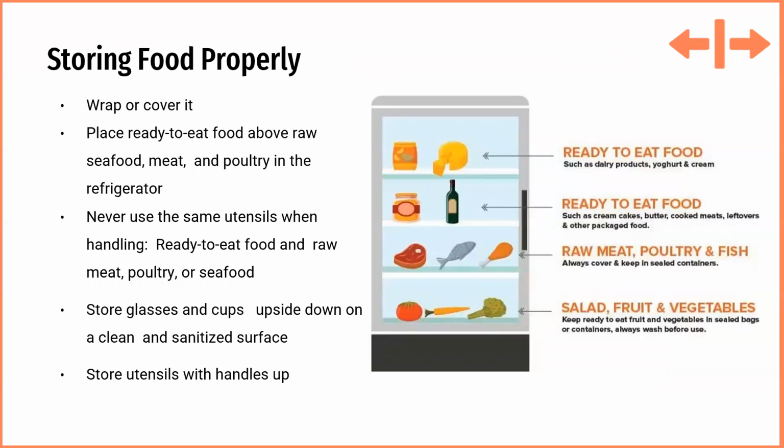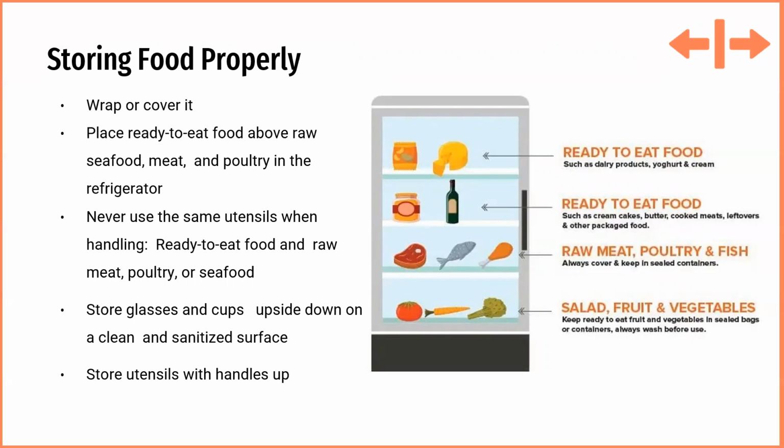And then storing it properly in the refrigerator. So you always want to make sure we wrap it or cover it. And at home, when we want to place the raw meats, poultry, and seafoods in sealed, leak-proof plastic bags. And if we're not going to eat them right away, it's best to freeze them as soon as possible.